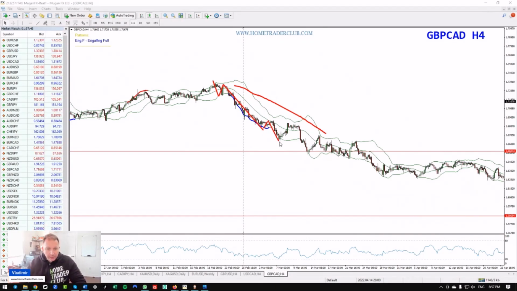So in that case, we got the pullback close to the upper Bollinger Band, and take a look what happens here. Bearish engulfing, with the same logic. We are with the weekly trend, and the engulfing was at the Bollinger Band pointing to the downside, and now on the lower time frame, as long as there are no reversal signs, right?